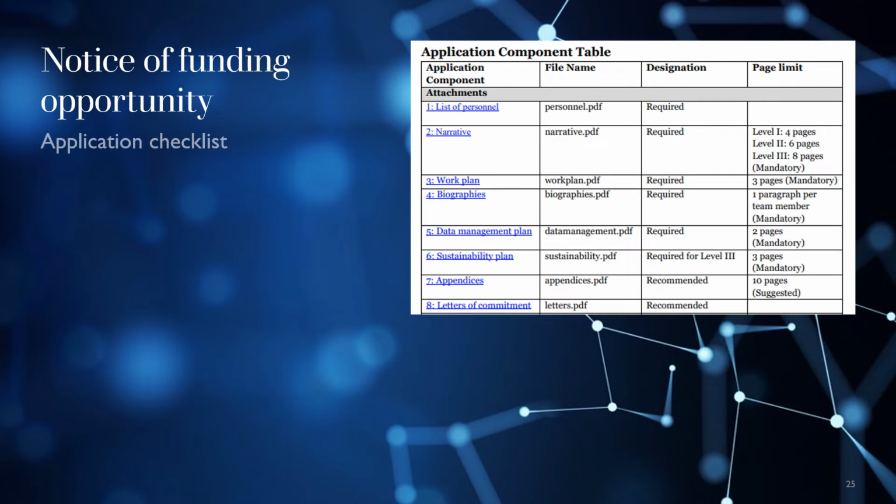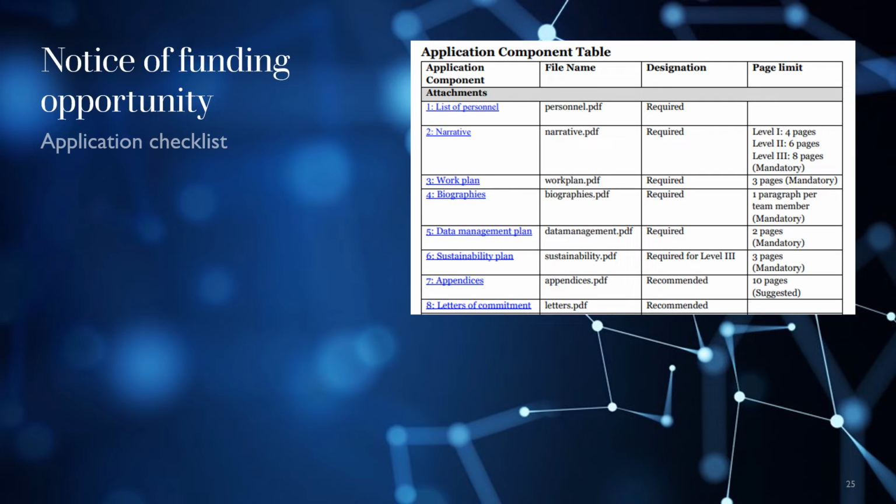NEH will not review applications that are missing any required documents or relevant conditionally required documents, and will also not review applications that exceed mandatory page limits or deviate from formatting instructions. The main text of your application is called the narrative. You'll see that the page limit varies by funding level.